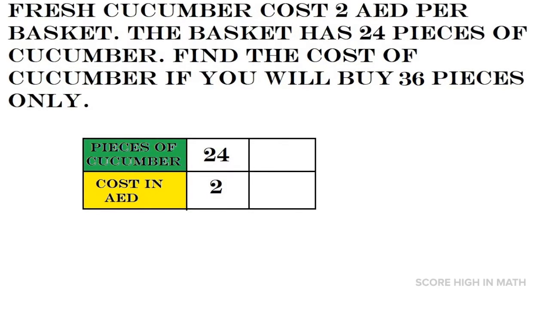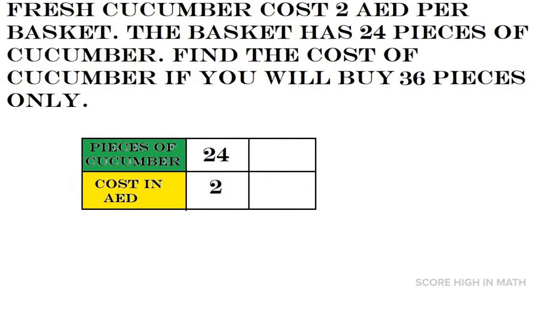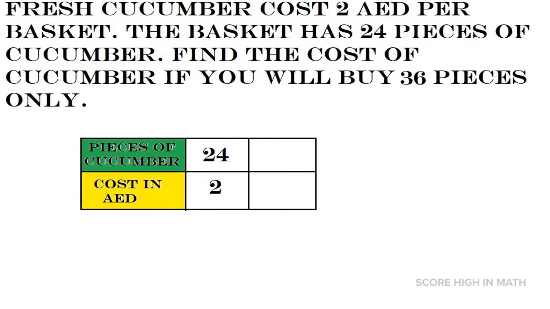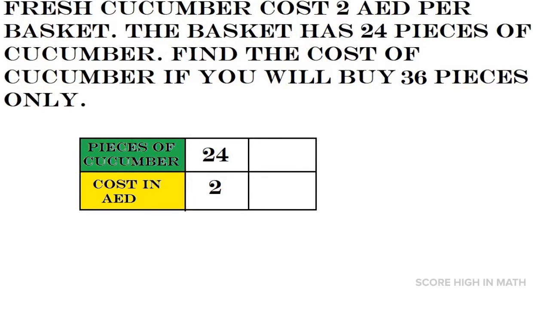So we're going to draw another ratio table. The first row consists of pieces of cucumber and the second row consists of cost in dirhams. The ratio is 24/2. How can we make the 24 equivalent to 36?